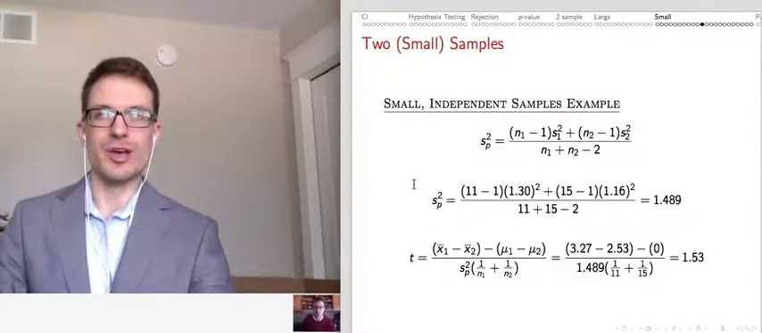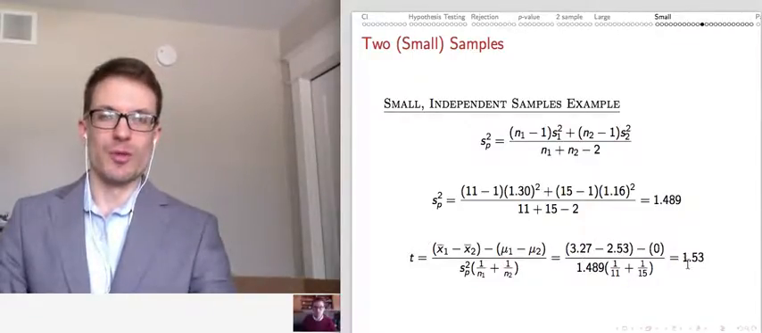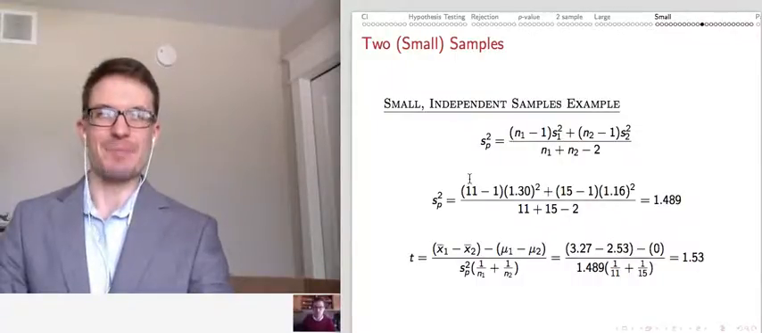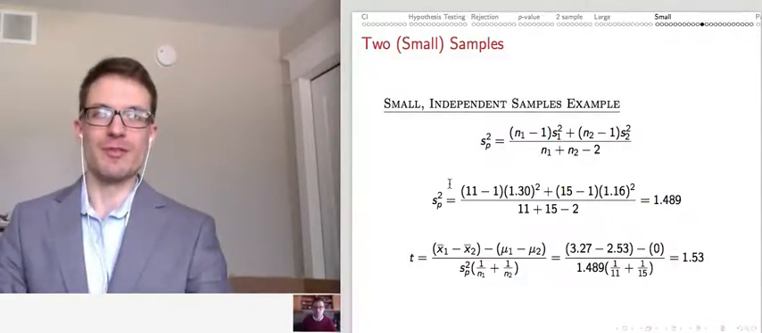So we already know the pooled estimator for the sample variance that yields 1.489. So the test statistic is then the difference of sample means minus the difference of population means divided by the pooled estimator, the standard error. So our test statistic is 1.53. So that can't possibly lie in the rejection region since it's smaller than our critical value of 2.064. So we confirm our suspicion from the confidence interval and we find no evidence of a difference in means. So we fail to reject our null hypothesis.